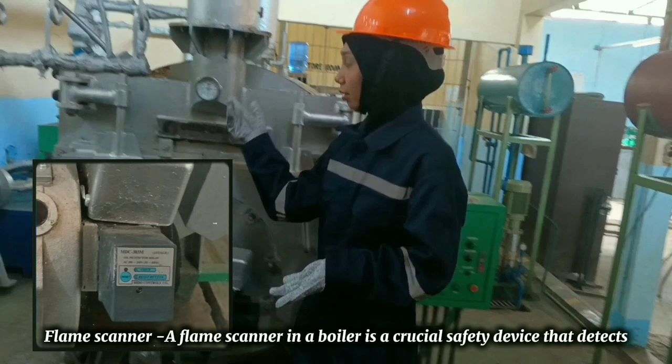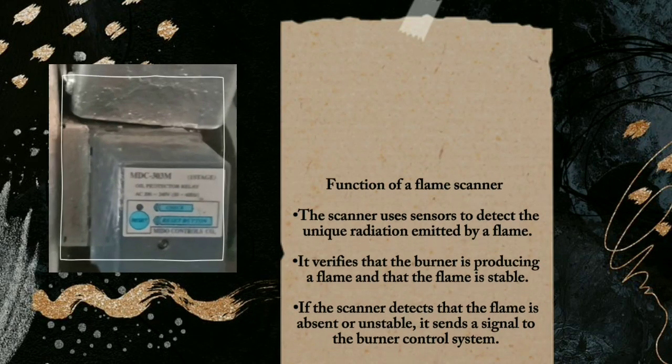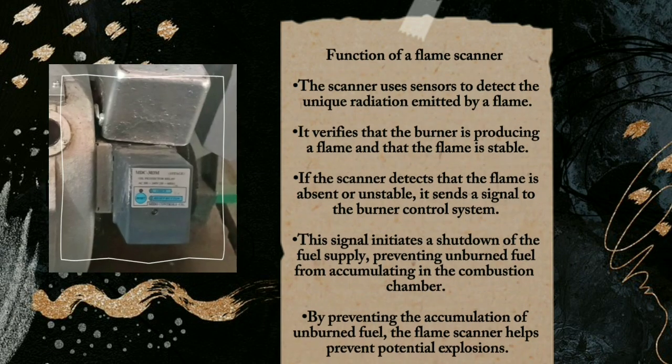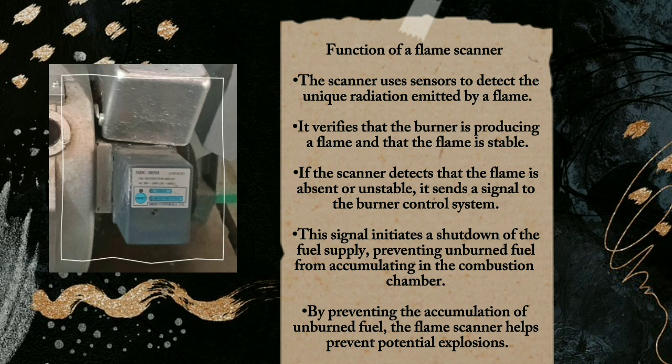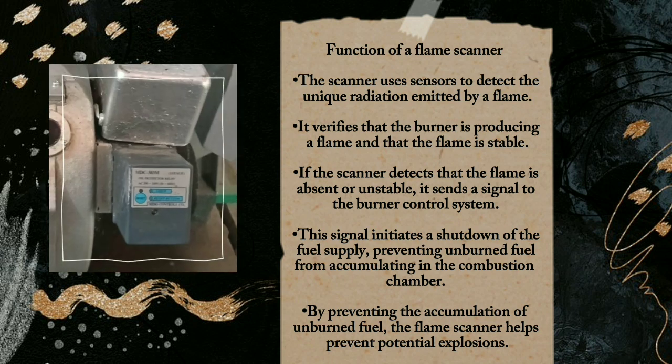And a flame scanner in a boiler is a crucial safety device that detects the presence and status of flame within the combustion chamber. The function of a flame scanner. The scanner uses a sensor to detect the unique radiation emitted by a flame. It verifies that the burner is producing a flame and that the flame is stable.